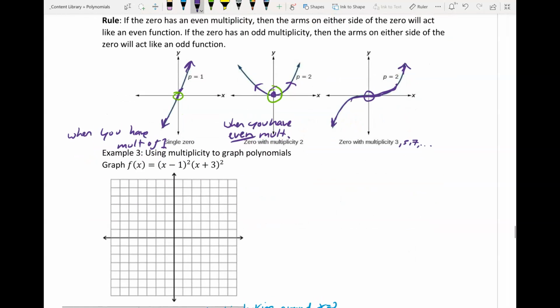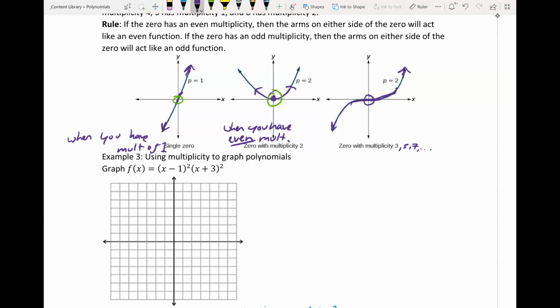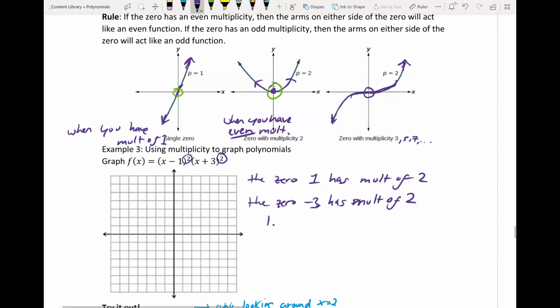So let's just try to do this with an example. So the zero 1 has multiplicity of 2 because that's the power associated with it. And then the zero negative 3 has multiplicity of 2 because of that power. So your first step is to draw the zeros. And that is going to be at 1 and negative 3.